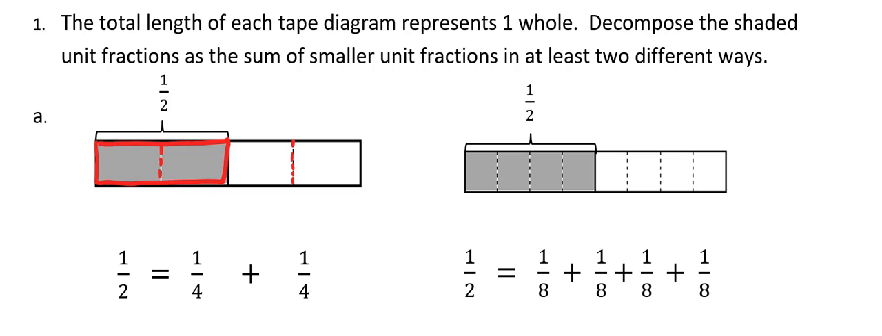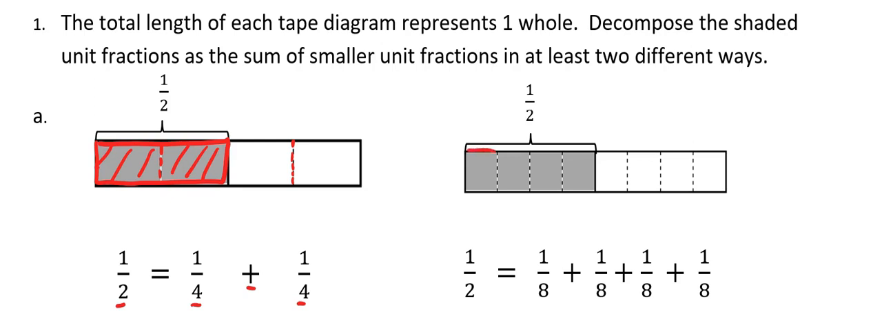So we started off with 1/2. Since we broke each piece into 2 pieces, we now have a total of 4 pieces that make up the whole, and because there's 4 of them, that means that they are fourths. And that shaded portion shows 1/4 here and another 4th here. So 1/2 is the same thing as 1/4 plus 1/4.